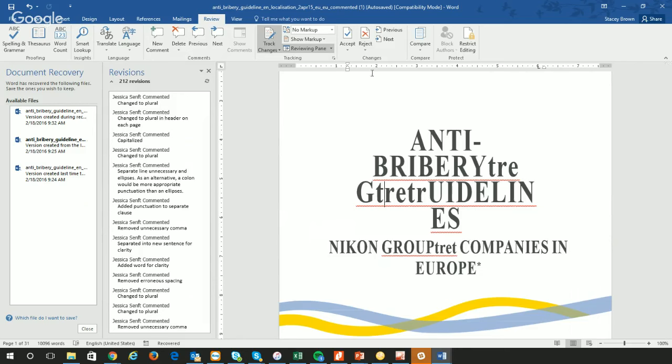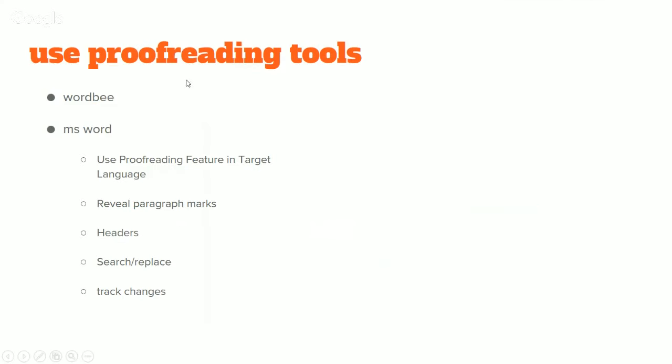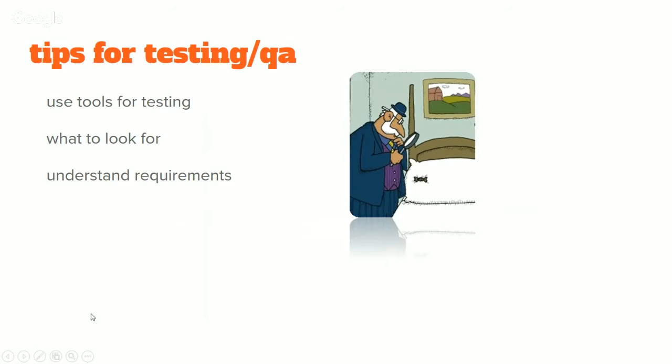I know I'm going through this kind of fast, but if you want to get more detail about it, like I said, just Google, how do I do track changes? There are a lot of good resources out there. Cool. All right, so that was a lot for proofreading. Do you guys have questions before I move on to testing and QA?